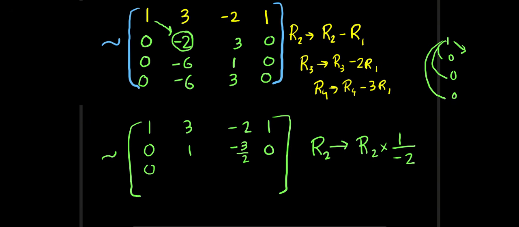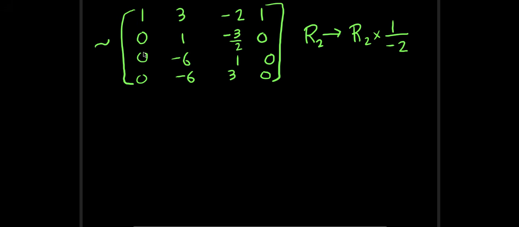And the other rows will remain the same. 0, minus 6, 3, 0. Okay, so look at this. We have 1 and all the elements below 1 are 0. Kind of like diagonally, we have 1. Now our job is to convert all the elements beneath this 1 into zeros.